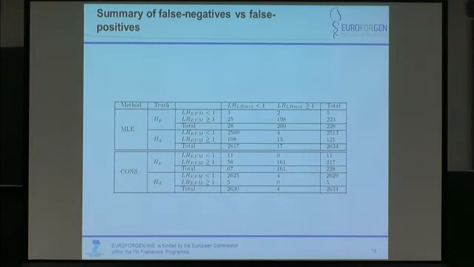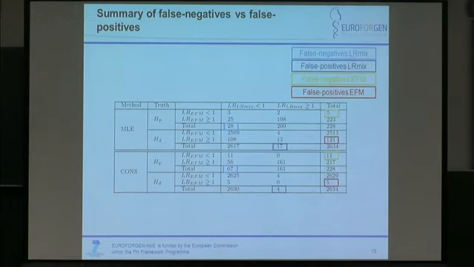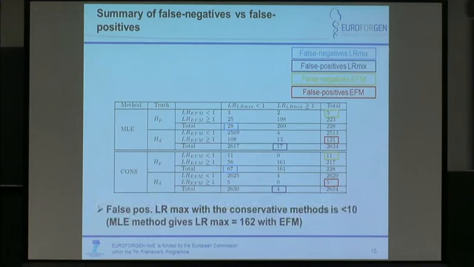And to look at the data in a little bit more detail. False negatives with LRMix in the data set, we have 28 using the NLE method compared with 67 with the conservative method. And EFM, we have 5 false negatives with NLE, 11 with the conservative method. And false positives with EFM, 120 versus 5, and LRMix 17 versus 4. So it's a breakdown of the data.